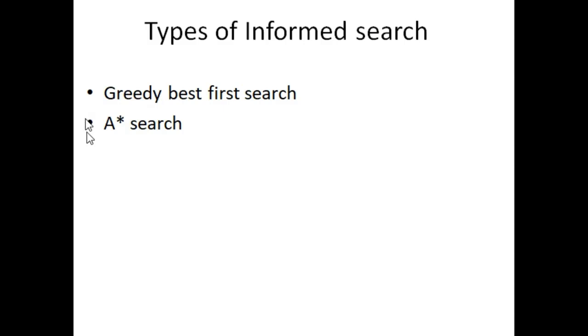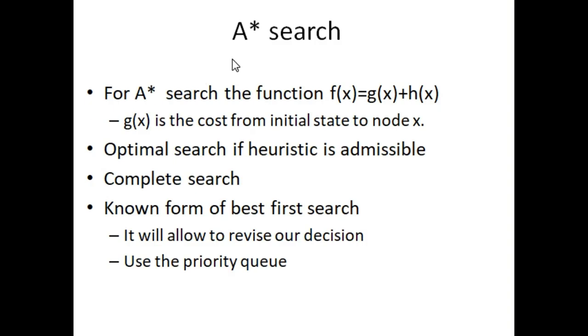So look at this slide again. In this video we will cover some basic points about A star search, which is the second type of informed search technique. The basic points for A star search are here. For A star search, the function f of x is equal to g of x plus h of x.